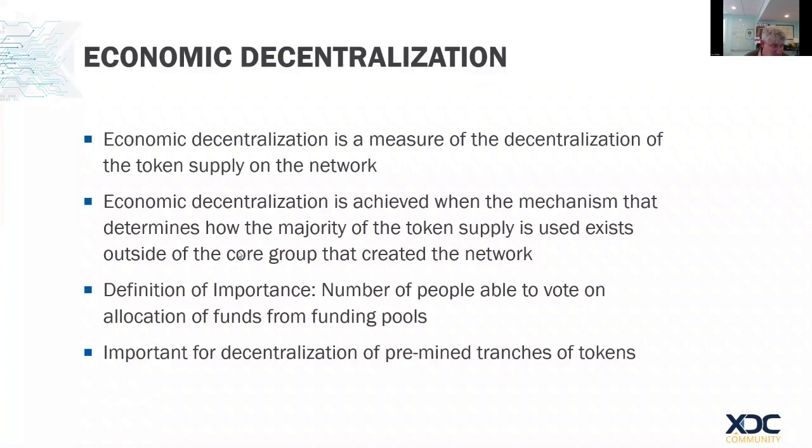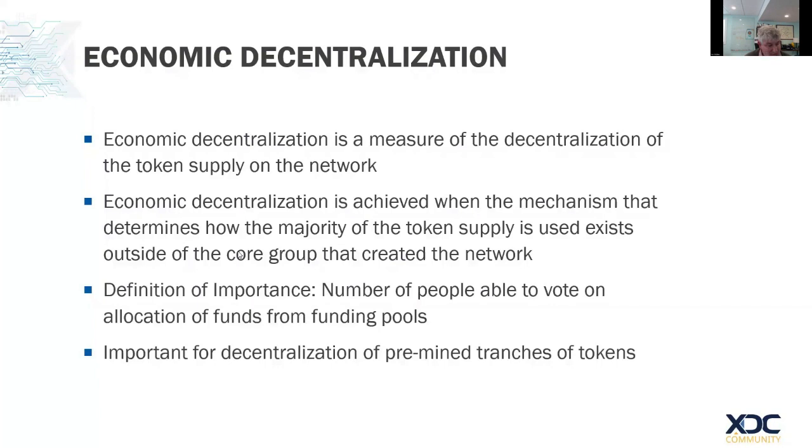Economic decentralization, as I mentioned before, is a measure of the decentralization of the token supply on the network. This is important for networks with pre-mined tokens, which the XDC network is one of. And I think that it can be necessary, right? So I'll talk about it more a little bit later, but as networks come into existence, you need some adoption. Otherwise, what's the blockchain doing? You need people transacting on the blockchain and people who care about it.